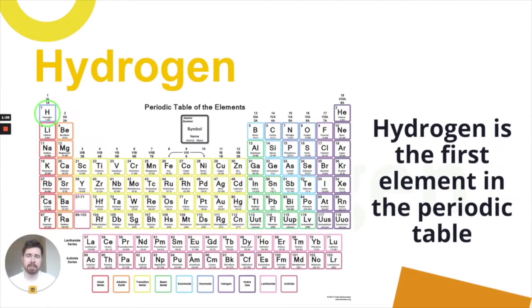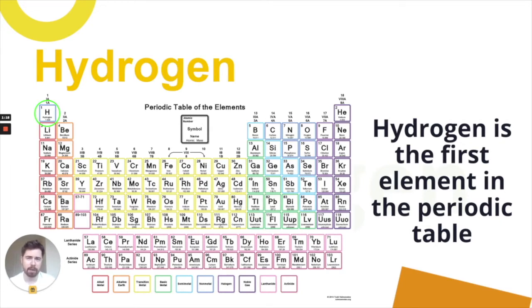So, what better place to start than hydrogen? I'm sure all of you have come across hydrogen, but here's just a quick reminder. It's the first and lightest element in the periodic table, and it appears over on the top left-hand side and has some rather interesting properties.